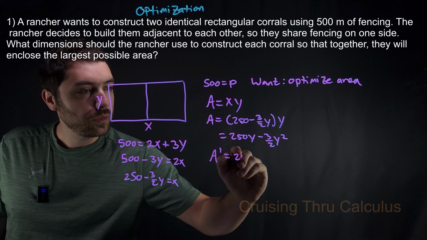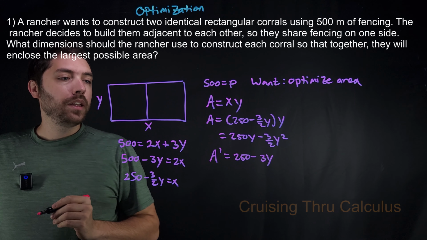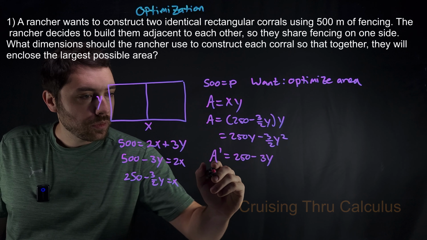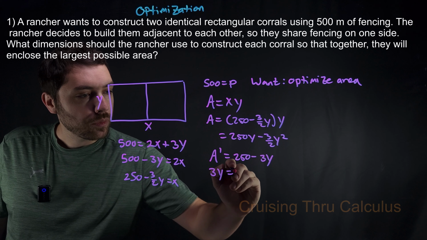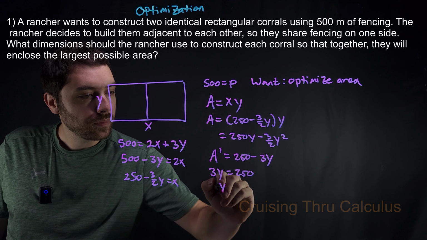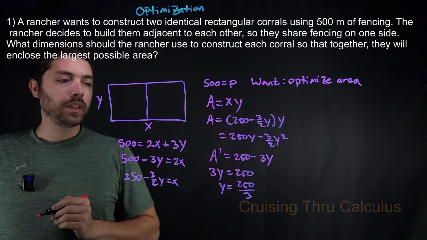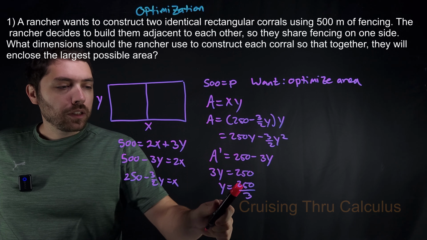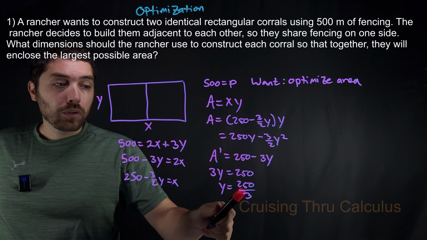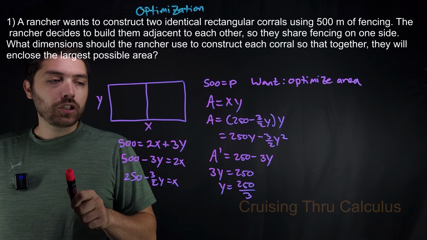Okay, so we're going to get 250 minus 3y. Now what we're going to do is set this equal to 0. So if I set this equal to 0 and add the 3y over here, I'm going to get that 3y is equal to 250, or y is equal to 250 over 3. Now, here's a question. This value that we found, is this a local maximum or a local minimum? Well, hopefully it is a maximum, but you really want to check just to make sure.